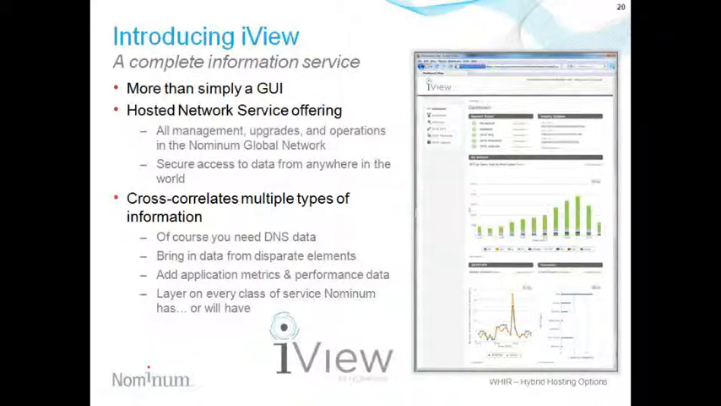So bringing all of that information together in one place is what allows you to be able to manage a hybrid environment. Without an application or an interface or a service like this, whether it's iView from Nominum or something else, you need to have that visibility over both the in-network and off-network to truly manage a hybrid offering. And that's what iView brings.